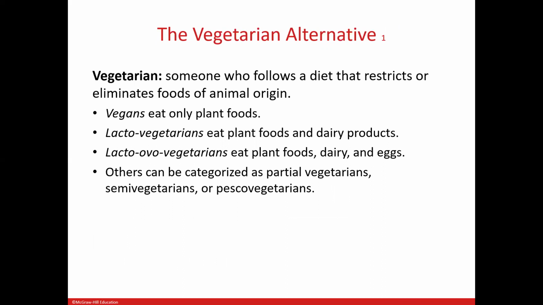Also, there's a different alternative way of eating. You could be a vegetarian, and there are different types of vegetarians. We have vegans, who only eat plant foods, lacto-vegetarians, who eat dairy products and plant foods, and lacto-ovo-vegetarians, who eat plant foods, dairy, and eggs.